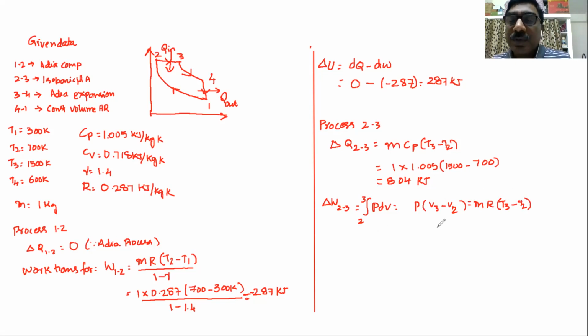Okay, so this you can write as m is equal to 1 kg into 0.287 into 1500 minus 700. Okay, this is the work done. So how much is this? This is 229.6 kilojoules. Okay.